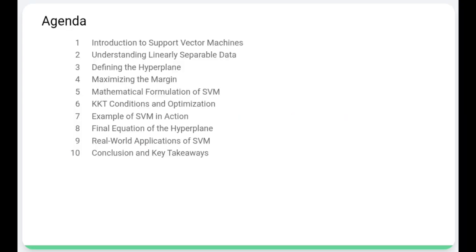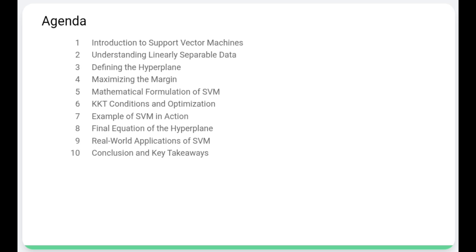So first of all, there are 10 agenda items we must understand. Number one is the introduction to support vector machines. Number two, understanding linearly separable data. Number three, defining the hyperplane. Number four, maximizing the margin. Number five, mathematical formulation of SVM. Number six, KKT conditions and optimization.